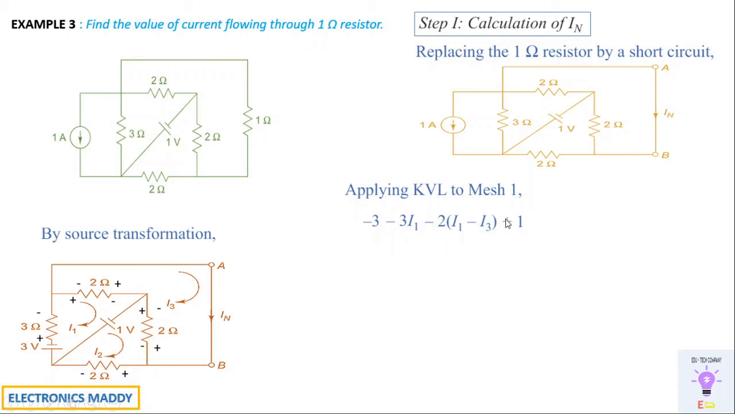So from minus to plus, it is equal to plus, so plus 1, you'll be equating it to 0. You'll be simplifying this equation, and you'll arrive at one equation. This is equation number 1, this can be labeled as equation number 1. Again applying KVL to mesh number 2, that is with respect to this mesh.